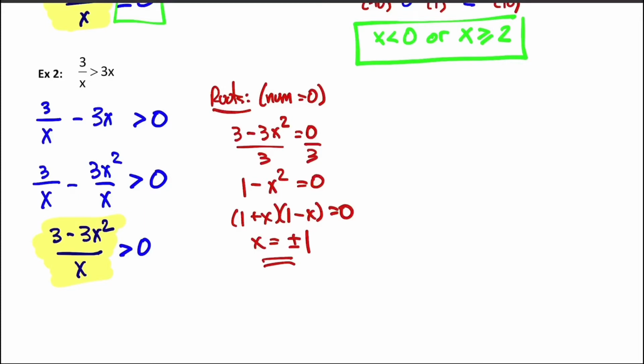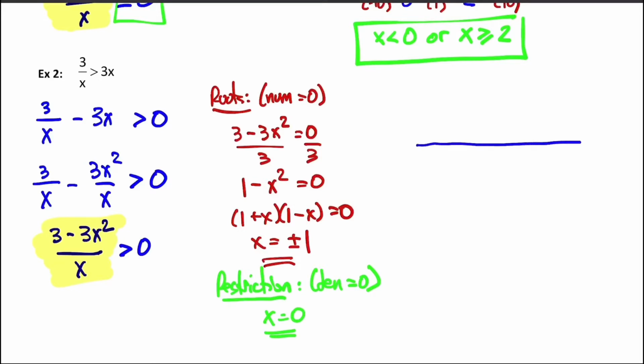So now my restrictions, that's going to be denominator equal to 0. So that's just going to be x equals 0. Now this one's going to be a little more challenging because notice your number line. I've got 3 values now, -1, +1, and 0. So let's set that up on my number line. You have to put those in numeric order. So -1 is going to be the smallest. Then I've got 0, and I've got +1.